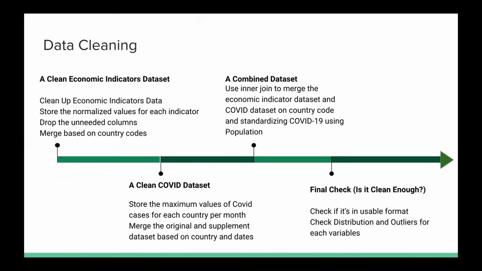To carry out further data analysis, we carry out data cleaning work to get a combined single data set. We first clean up the economic indicator data by storing the normalized value and dropping the unneeded columns and then merging them together. We do the same thing to the COVID data set by merging the original and supplement data sets together based on country and dates. After we get a combined data set by using inner join to merge both data sets, we finally check if it's clean enough, check if it's in a usable format, and check the distribution and outliers.